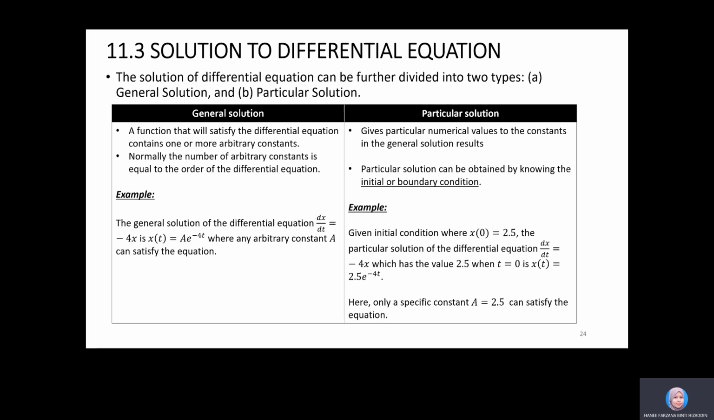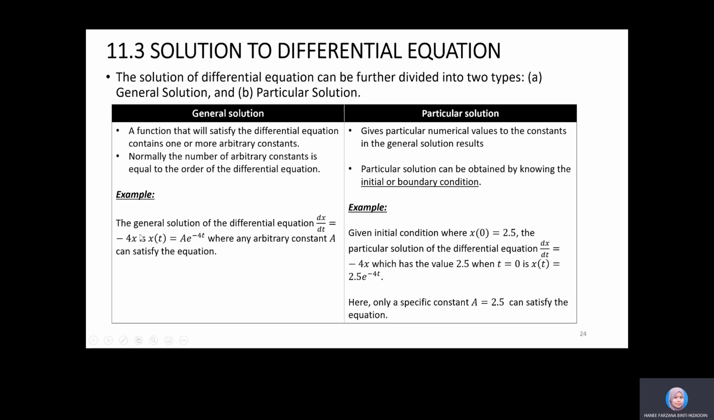The solution of a differential equation can be further divided into two types: one is the general solution and the other is the particular solution. So what are general and particular solutions? A general solution is basically a function that will satisfy the differential equation and contains one or more arbitrary constants. It's like when you do integration: whenever you are not given the limits of integration, you have to add a constant at the end. That is a general solution.